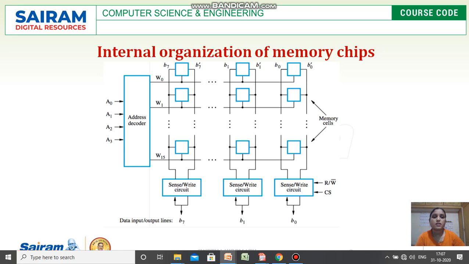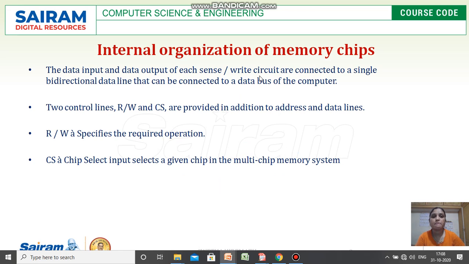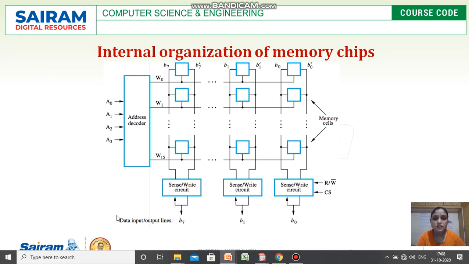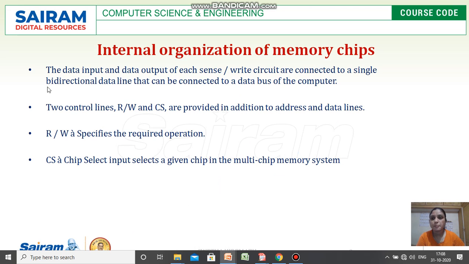In this internal organization of the memory chip, the data input and the data output of the sense or write circuits are connected to a single bidirectional data line that can be connected to the data bus of the computer. Here this is the bidirectional data line, and it will be connected to the processor bus of the computer.